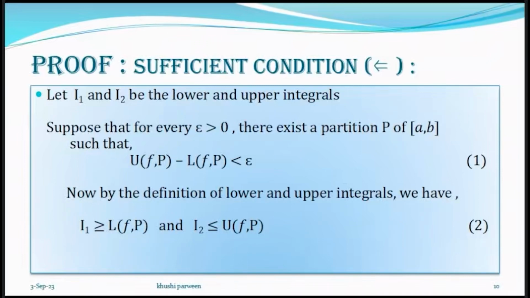Now by the definition of lower and upper integrals, we have I1, which is our lower integral, is greater than or equal to the lower Darboux sum, and the upper integral is less than or equal to the upper Darboux sum. Here I write I1 is greater than or equal to the lower Darboux sum because I1 is the least upper bound of the lower Darboux sums, and I2 is the greatest lower bound of the upper Darboux sums. So here we write like this.